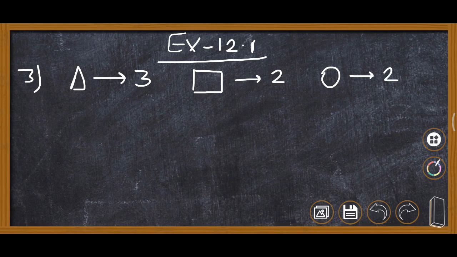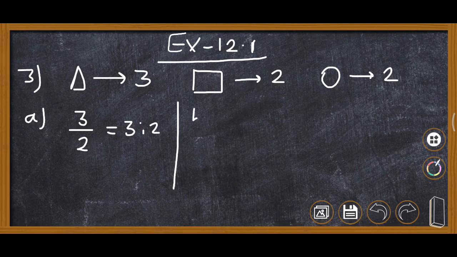Now there are 3 parts in this question. Question number 3, part A: number of triangles to the number of circles. The number of triangles is 3 and the number of circles is 2. So the answer of part A is 3:2.